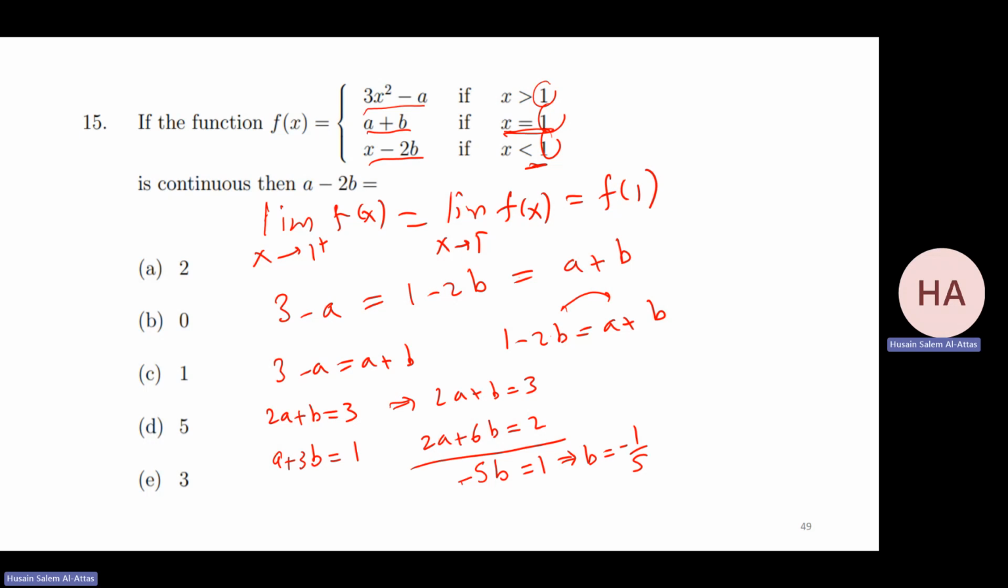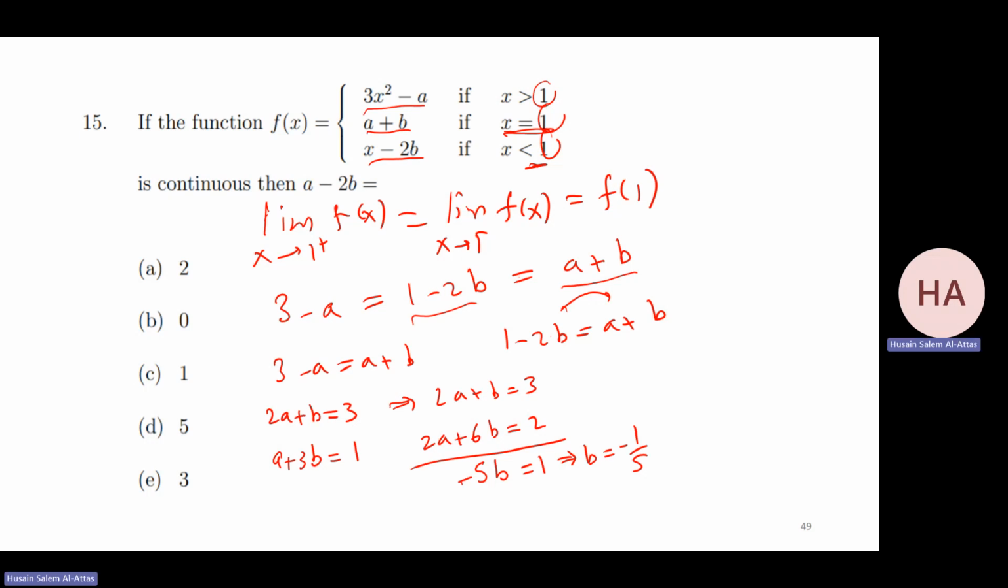No mistakes. 3 minus a equals a plus b. That means b plus 2a equals 3. 4 minus 2b equals a plus b. So I have a plus 3b. Multiply by 2, so I have 2a plus 6b equals 2. Subtract, minus 5b, so b equals minus 1 over 5.